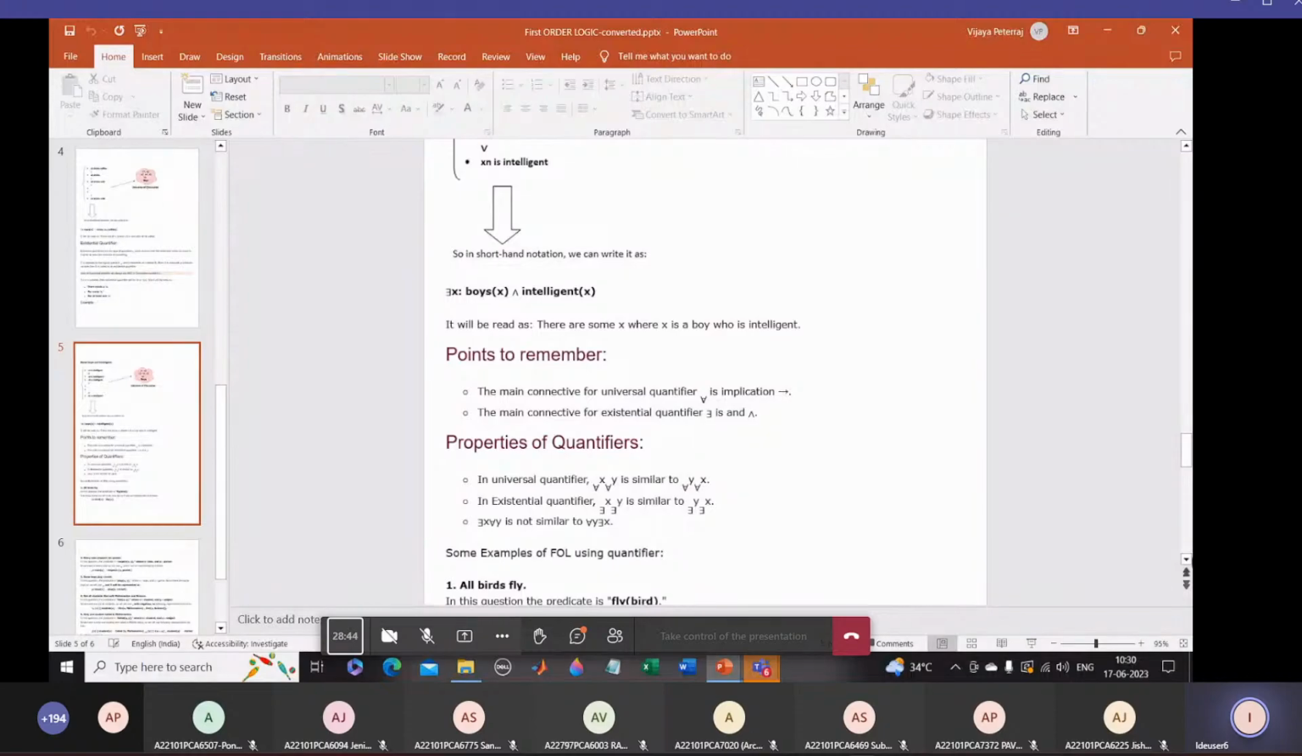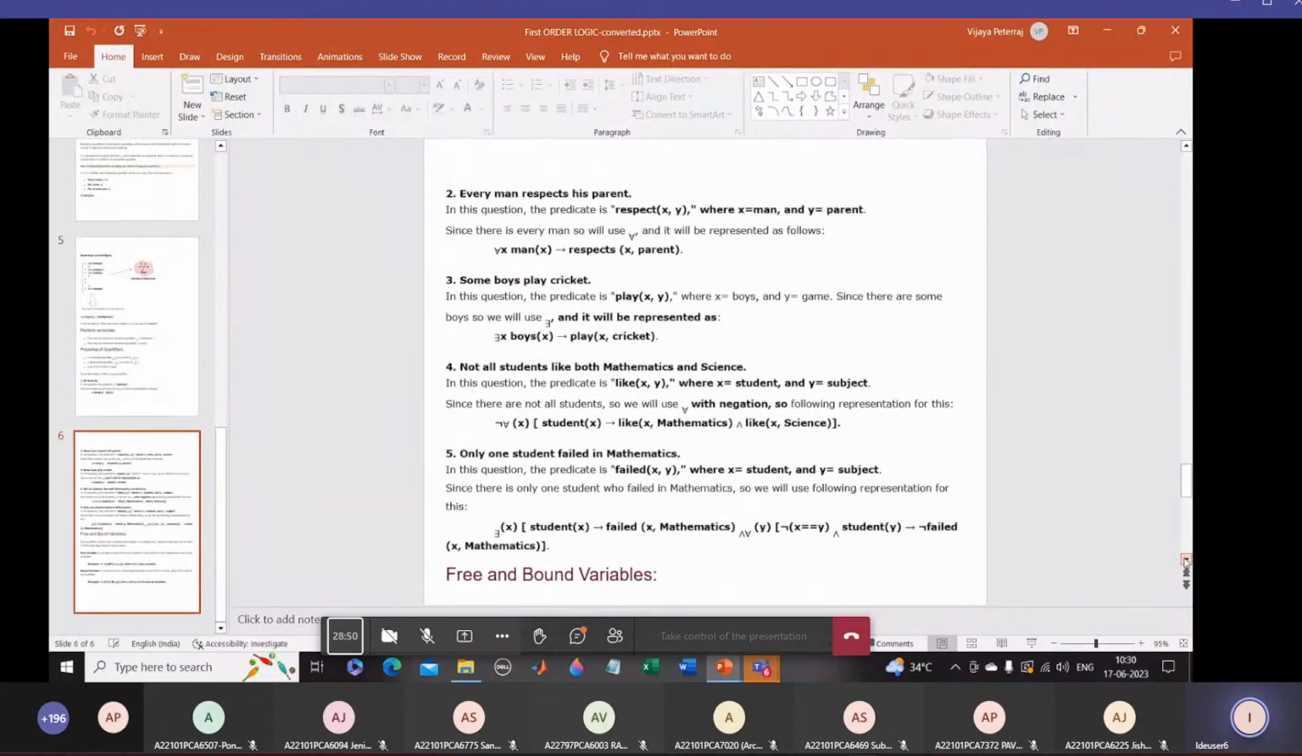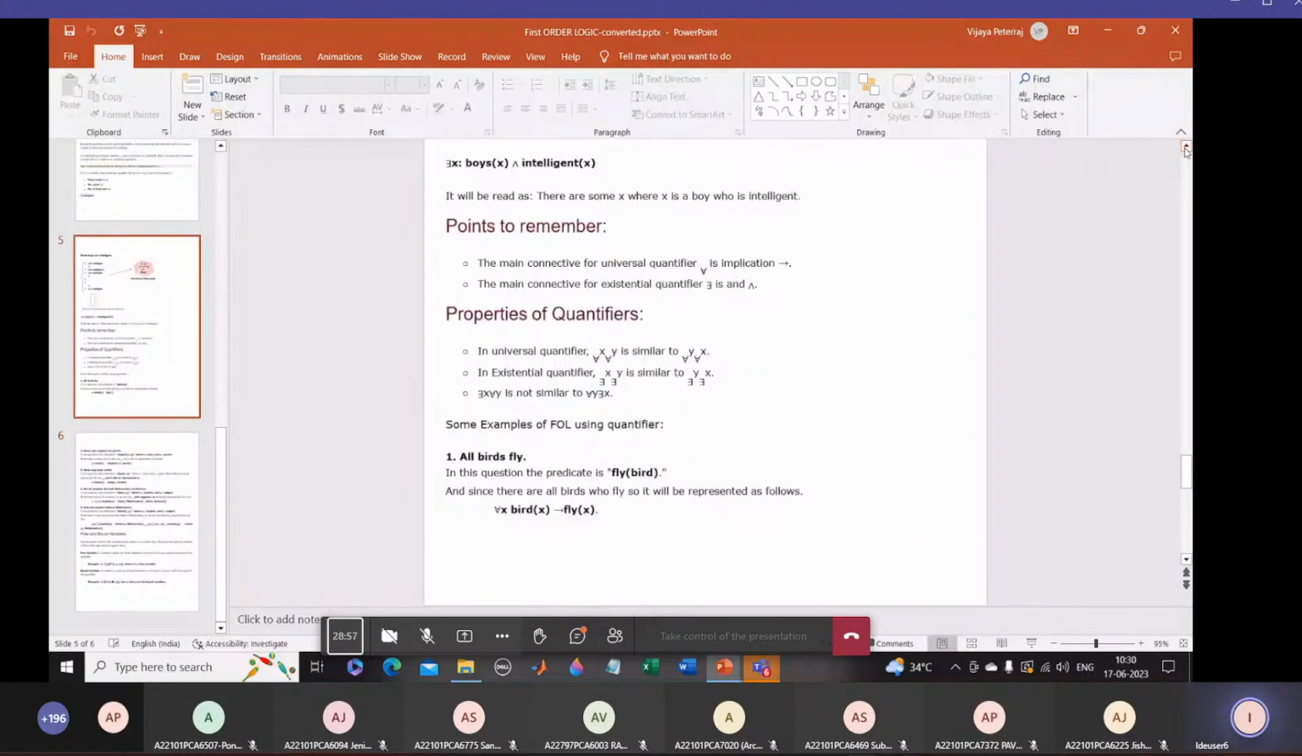Let us see a few examples of first order logic using these quantifiers, because this is more important for going into first order forward chaining and backward chaining. So I'll rush it up here.